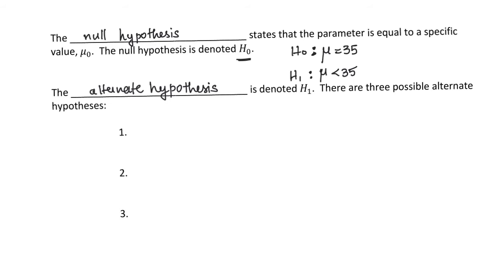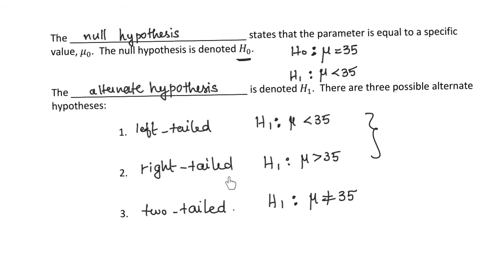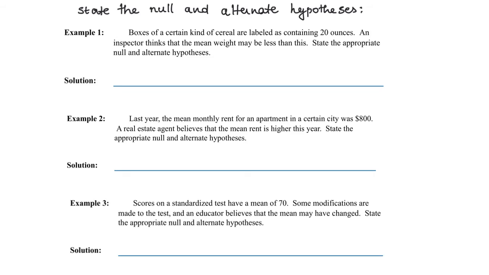In the previous example, it says that the new design will reduce the level. That's why we use the less than. If the question says increase, then we will use the greater than sign. Or if the question says differs from the mean, then we will use not equal. Those are called the left-tailed, right-tailed and two-tailed alternate hypothesis. Left-tailed and right-tailed hypotheses are called one-tailed hypotheses.